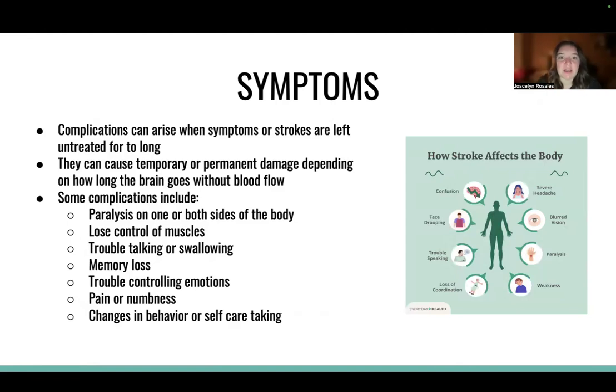Complications can arise when symptoms or even strokes are left untreated for too long. They can cause temporary or permanent damage depending just on how long the brain goes without blood. Some complications include paralysis. It could be on one or both sides of the body, losing control of muscles, trouble talking or swallowing, memory loss, trouble controlling emotions. You can have pain or numbness in the body, and then changes in behavior, even being able to take care of themselves.